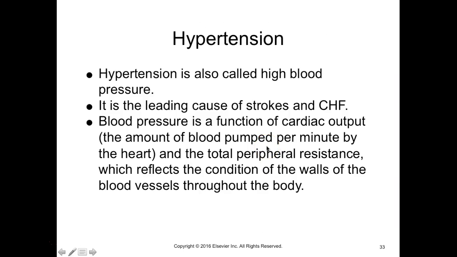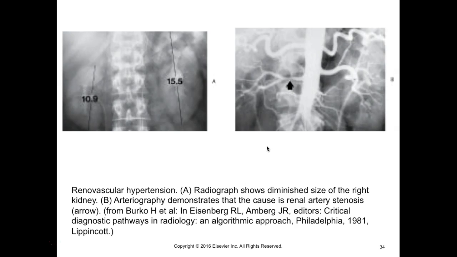Hypertension, also called high blood pressure, right? It is the leading cause of stroke and CHF. Blood pressure is a function of cardiac output, so the amount of blood pumped per minute by the heart, and the total peripheral resistance, which reflects the condition of the walls of the blood vessels throughout the body.